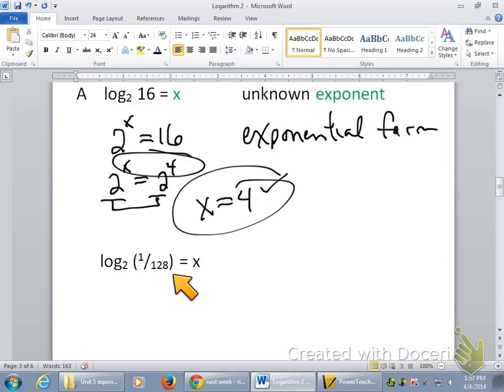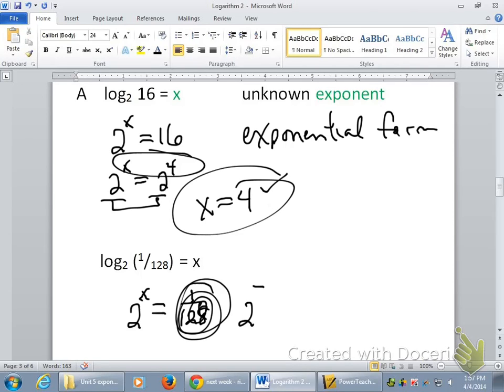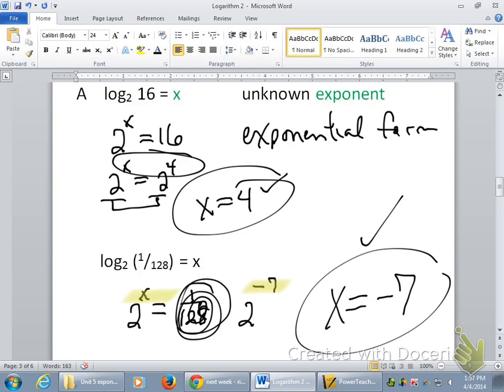So we look at the second one, same idea. Rewrite it in exponential form. What would it look like? 2 to the x power equals 1 over 128. And at this point, we've got to figure out how could I rewrite the 128 so that it has a power of 2. Okay, this is 2 to the negative 7. Very good, negative 7. So now that I know it's negative 7, if the bases are the same, then the exponents are equal, and x must equal negative 7. That's last night's work. Pretty straightforward, right?